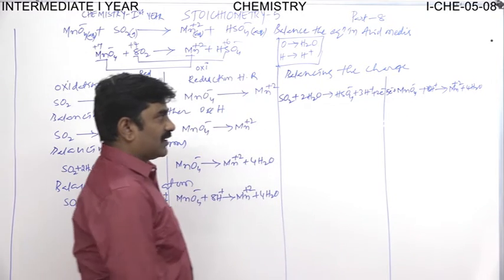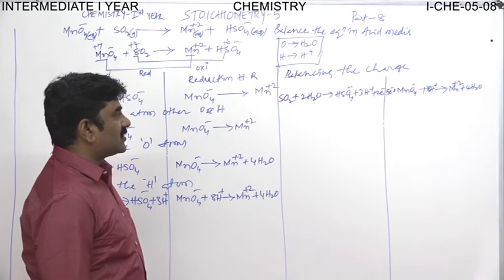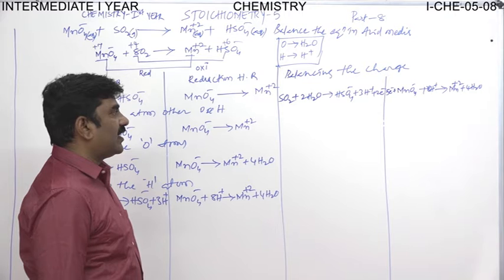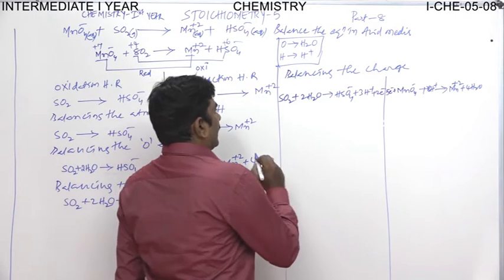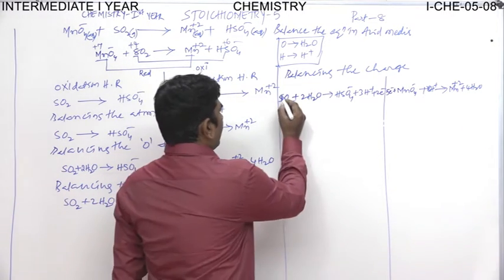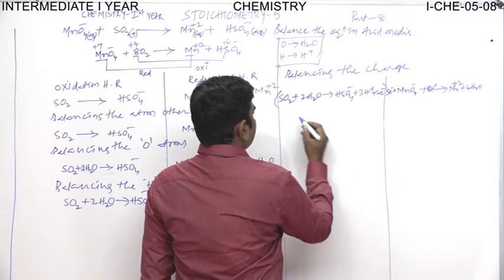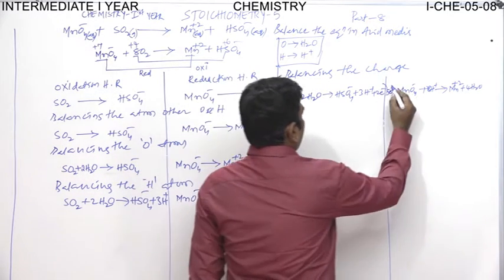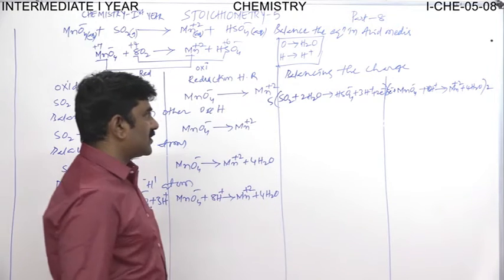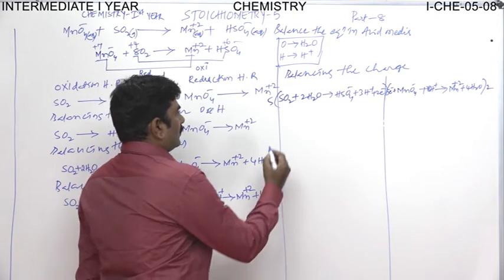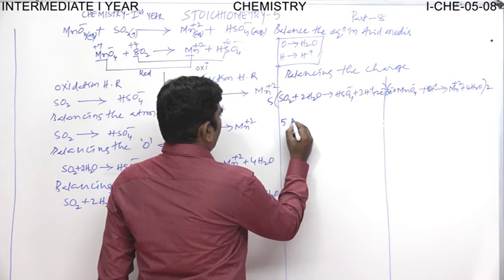Add 5 electrons. So the number of electrons lost is 2, and the number of electrons gained, how many? 5. So not balanced. Therefore multiply both the equations with a suitable number. I am multiplying this equation with 5 and that equation with 2. So what answer do we get here?